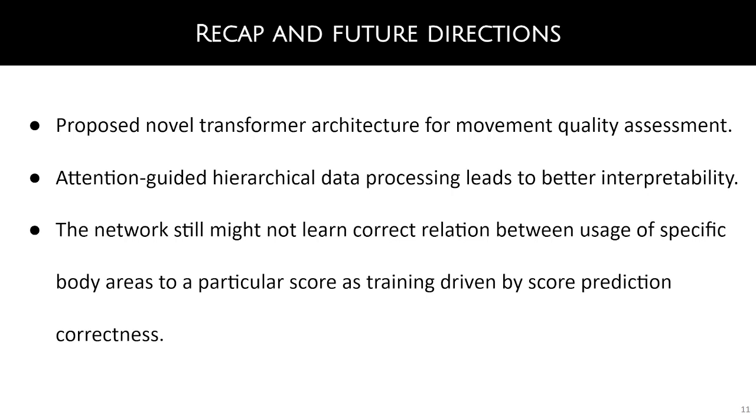On an ending note, the current network still learns to align the predicted score with the ground truth score, and it still might not learn the correct relationship between the usage of specific body areas and a particular score. Once such a relationship is established, the bigger question of why, that is why a lower score or why a higher score, can be addressed by the model itself, thus bringing in explainability of the assessment score and bringing such a system very close to a physiotherapist or a clinician who might observe the patient performing.